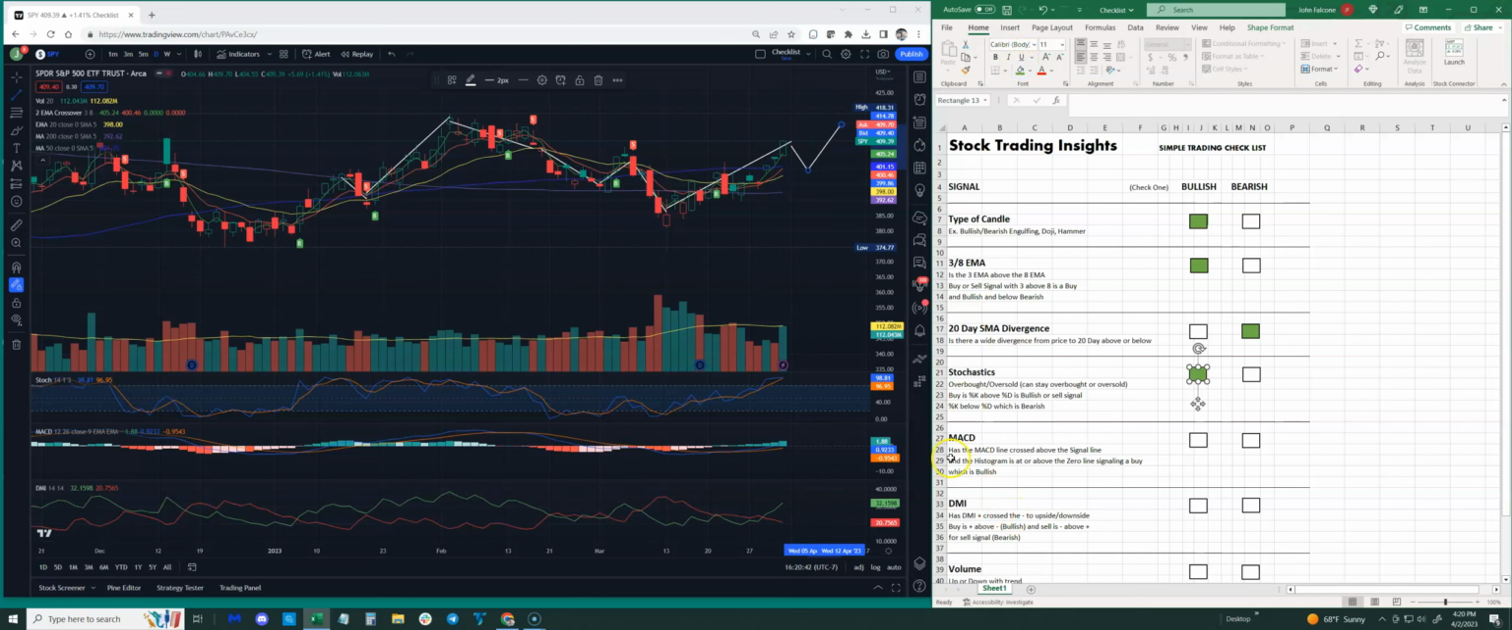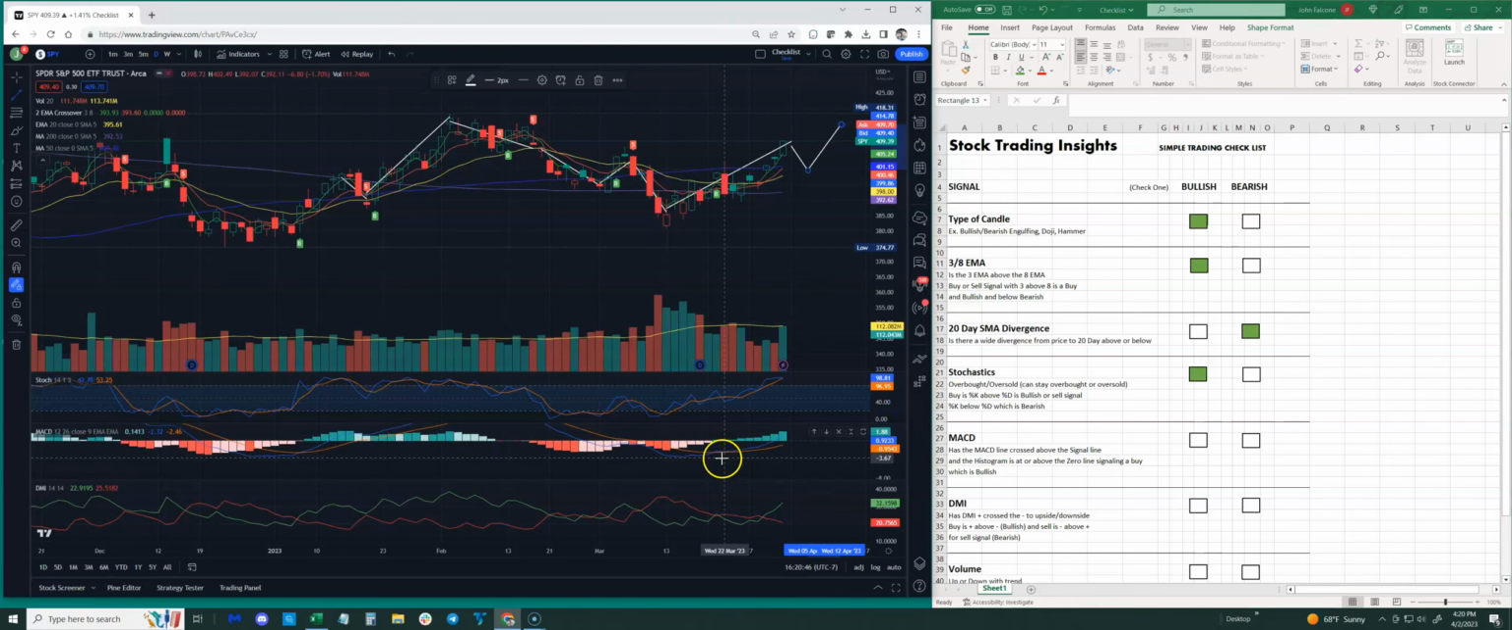The MACD is the positive, which is the blue. Has it crossed? The MACD line, has it crossed the signal line? Yes, it has, back here about March 21st. And is the histogram at or above 0? Yes, it is. Green bars are getting stronger. So yes, that is bullish.